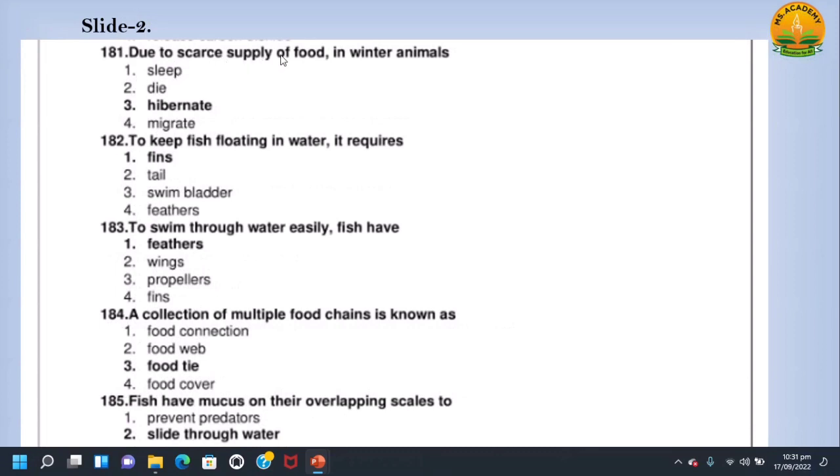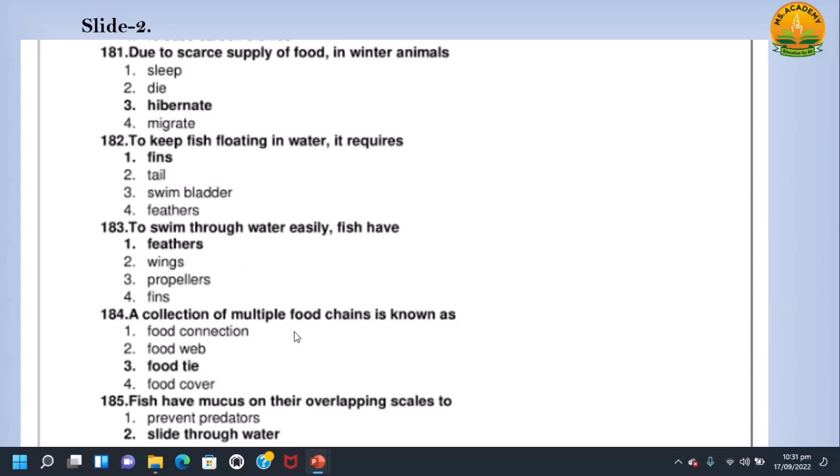Due to scarce supply of food in winter, animals, right option is 4, hibernate. To keep fish floating in water, it requires, right option is 1, fins. To swim through water easily, fish have, right option is 1, feathers.